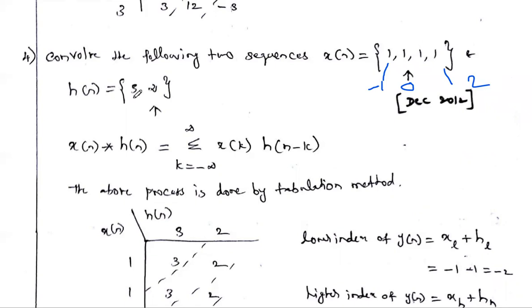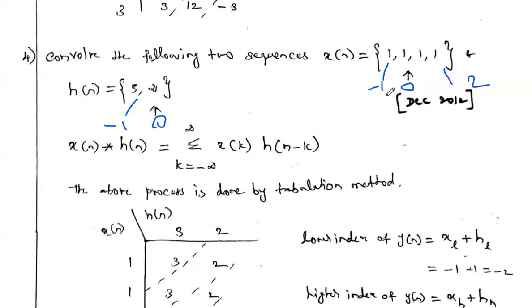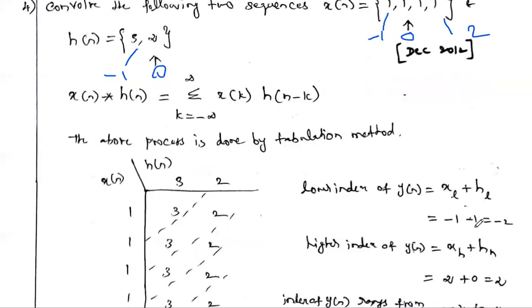Similarly, you see in h of n, this is n equal to 0, so this 3 is n equal to minus 1. So what is the lower index of h of n? n equal to minus 1. What is the upper index of h of n? It is 0. Using this, the lower index of y is calculated as the addition of the lower index of x plus the lower index of h. The lower index of x is minus 1, and the lower index of h is also minus 1. So minus 1 plus minus 1, the answer is minus 2.